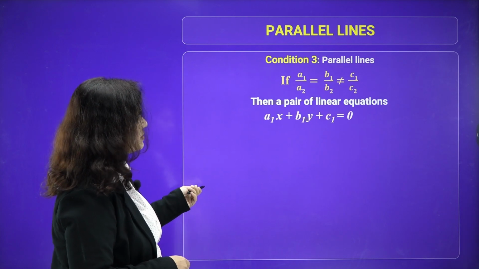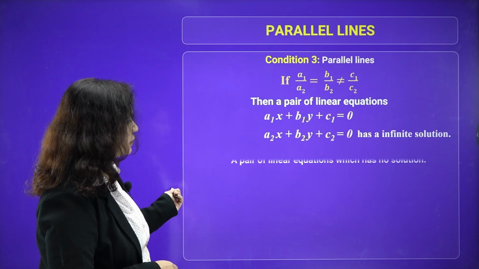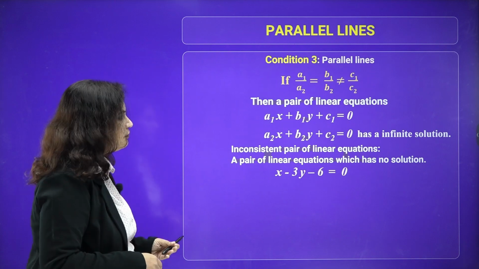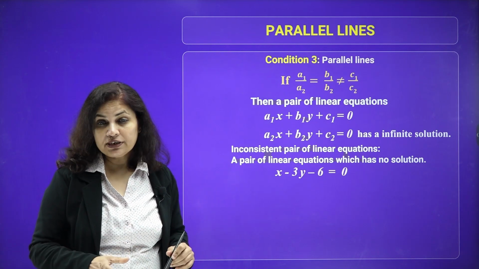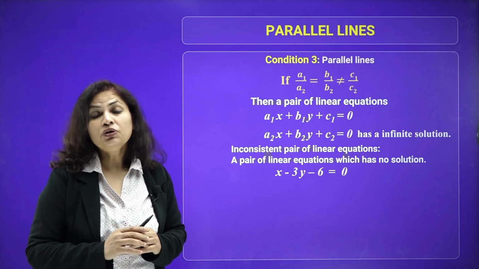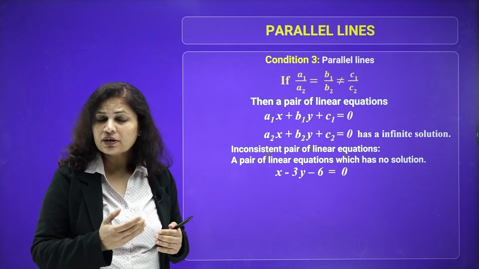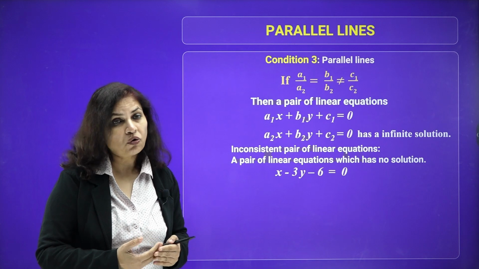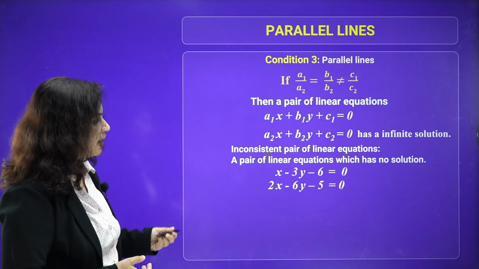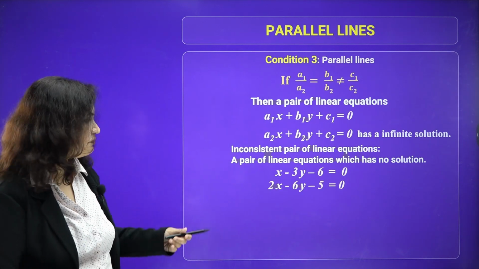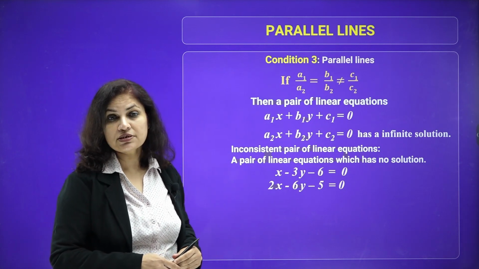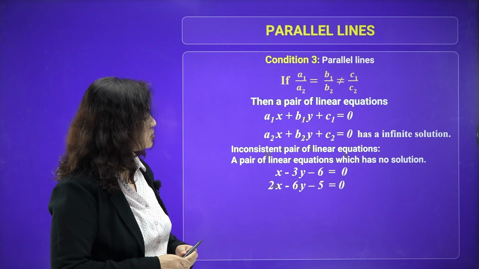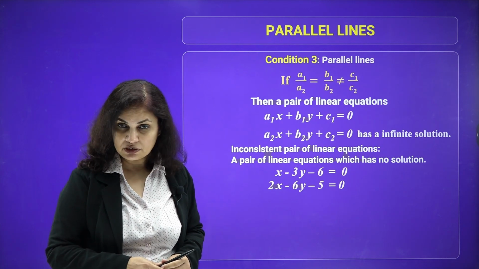Let us understand this with the help of an example. Here, we will have an inconsistent pair of linear equations, a pair of linear equations which has no solution because the lines are neither intersecting nor coincident. So, if we have two such equations, the first equation x minus 3y minus 6 equal to 0, and the second equation 2x minus 6y minus 5 equal to 0.